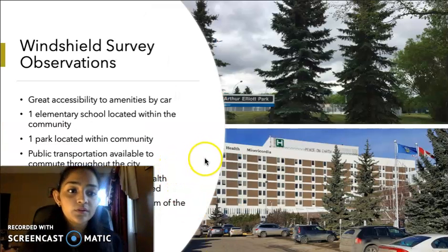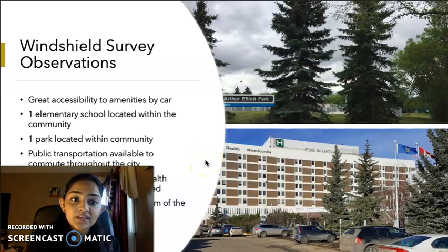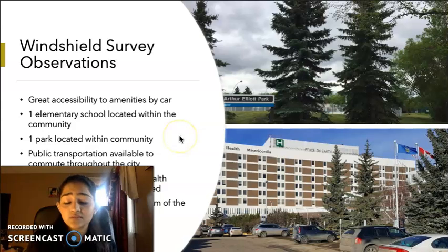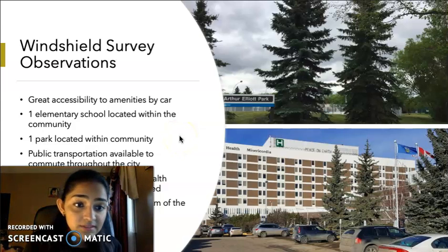So these are the following windshield observations. There is great accessibility to amenities by car. All the utilities such as grocery stores, dining-in facilities, and fast food restaurants are located within 3 kilometers of distance in the community. The community consists of a park by the name of Arthur Elliott Park, and this park has sidewalks for people to walk and to ride bicycles.